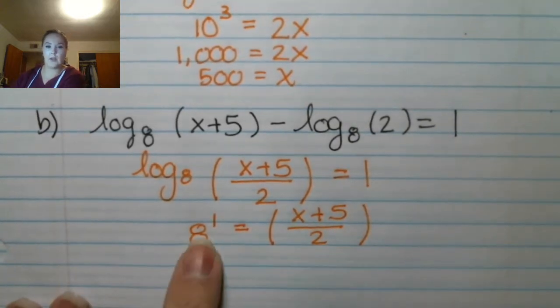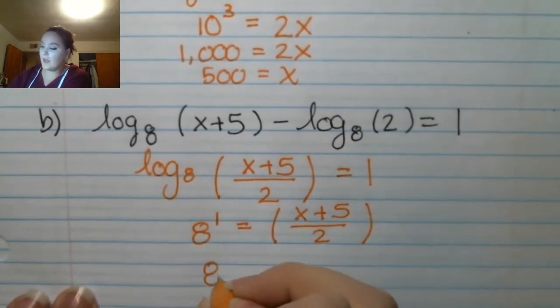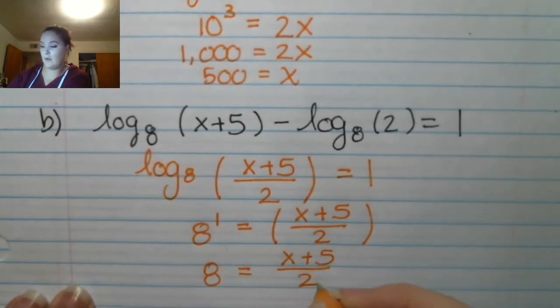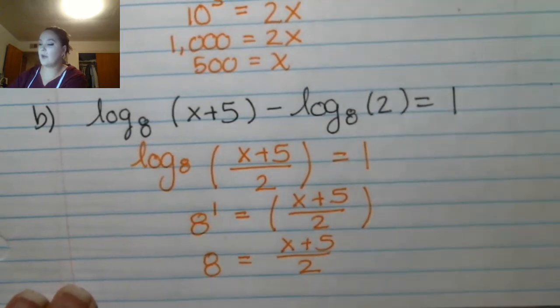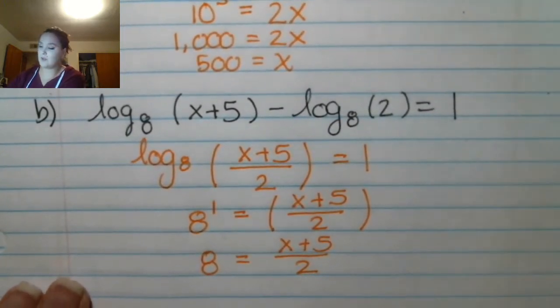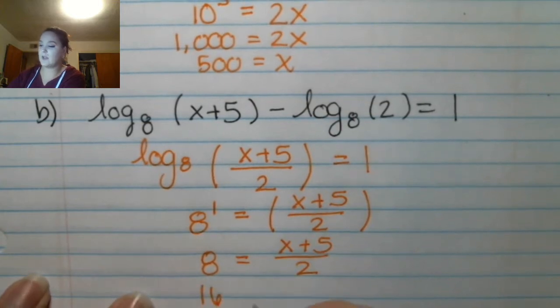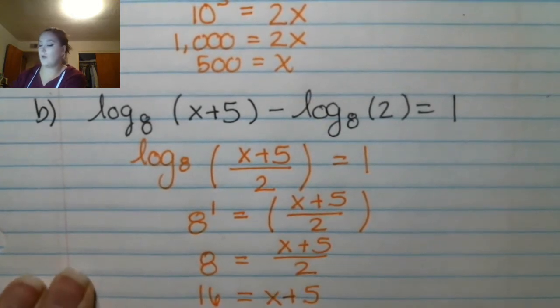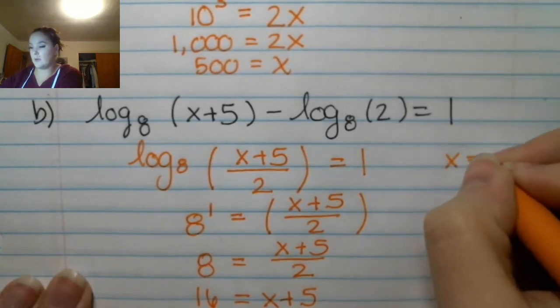Now we know that 8 to the first power is 8. And if we want to get rid of this divided by 2, we're going to multiply both sides by 2. So we get 16 equals x plus 5, or x equals 11.